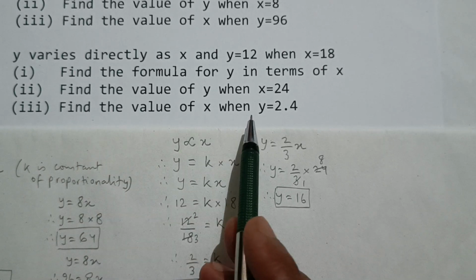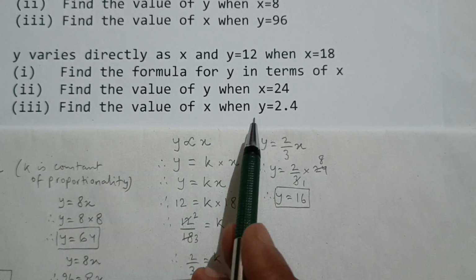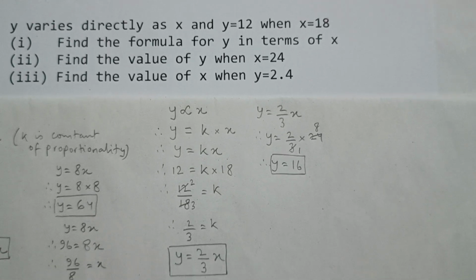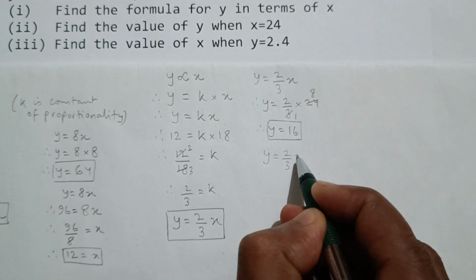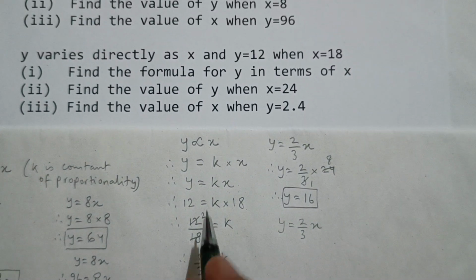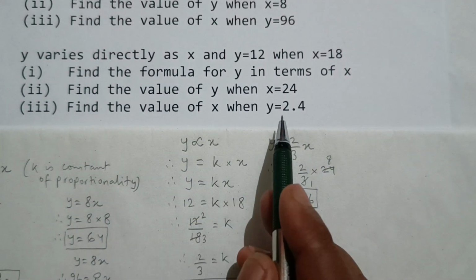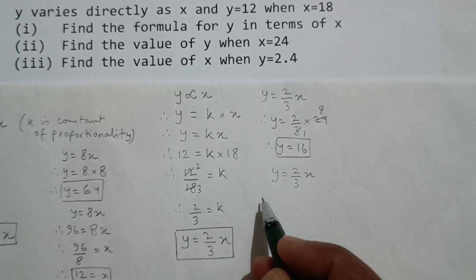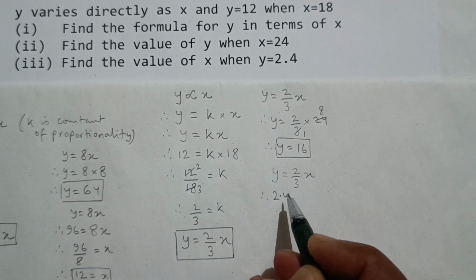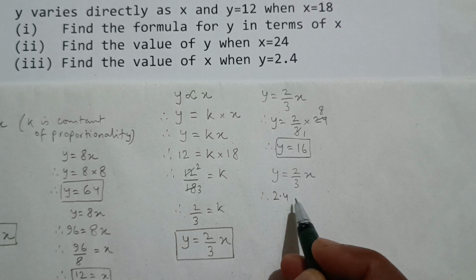Now find the value of x when y equals 2.4. We will do it in the same way. The equation is y equals 2/3 x. Now we have to find the value of x when y equals 2.4. The y value is given to us, it is 2.4. So instead of y, I will write its value, which is 2.4.